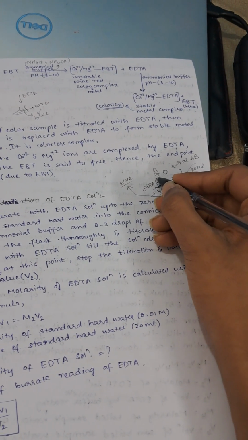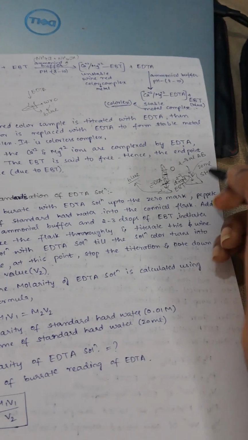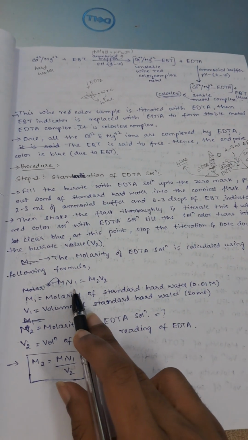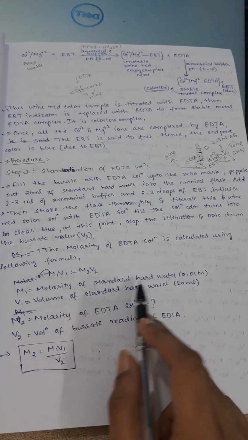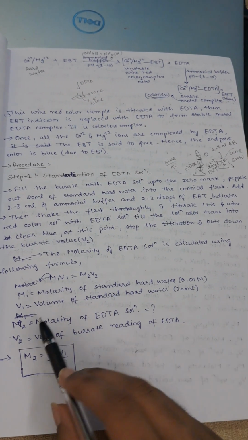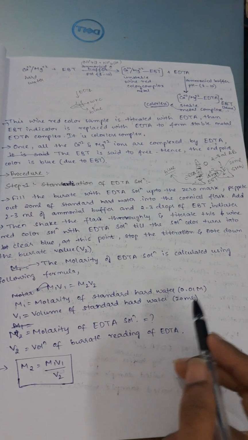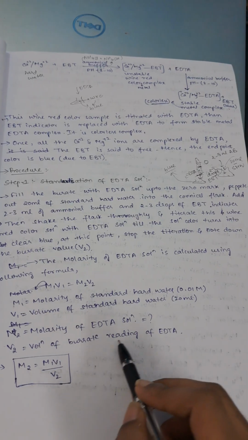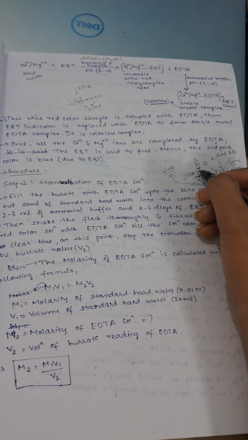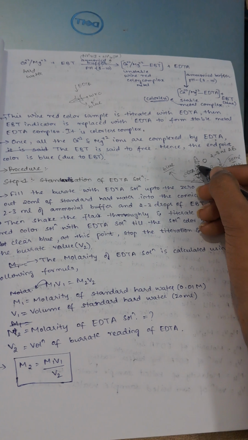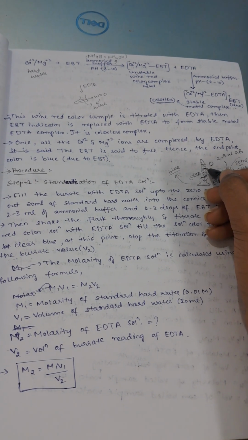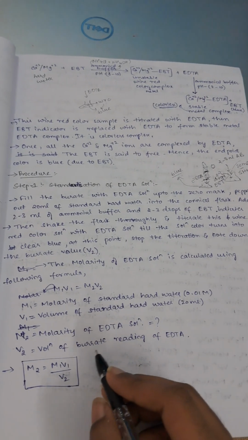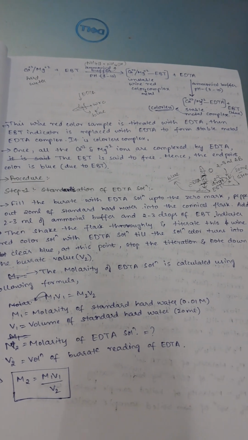Note down the burette reading, means how much EDTA you have used. It is the volume of EDTA. So M1V1 equals M2V2. M1 is the molarity of standard hard water, which is 0.01, which is known. V1 is the volume of standard hard water, which is 20 ml, because you are taking 20 ml of standard hard water. V2 is the volume of the burette reading of EDTA, how much EDTA you have used.